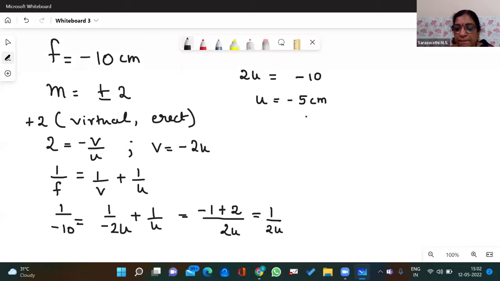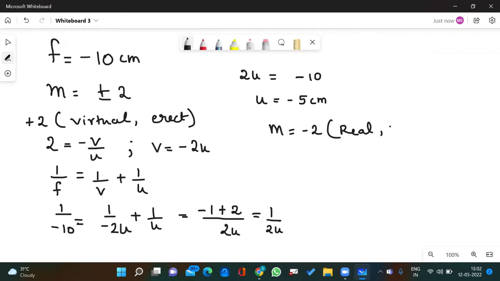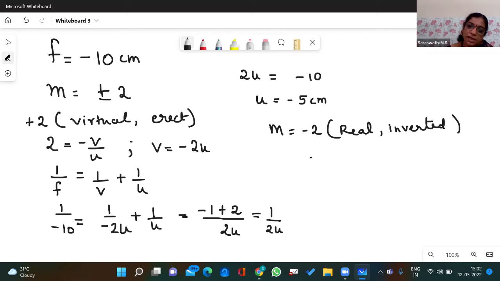Yes, ma'am. Now, let us take magnification to be -2. So -2 means it should be a real and inverted image. Let us solve this. -2 equals minus V by U. So V will be equal to minus 2U, right? Oh no, plus 2U. Minus and minus gets cancelled.